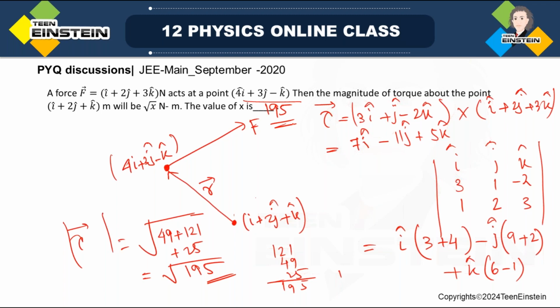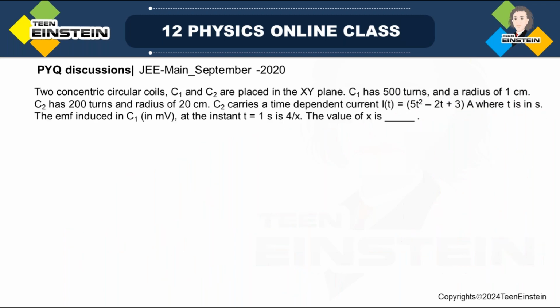Okay. Now let us go to the next problem. This problem says two concentric circular coils C1 and C2. This is actually from electromagnetic induction, Faraday's experiment. C1 and C2 are placed in the XY plane. So these are two coils.